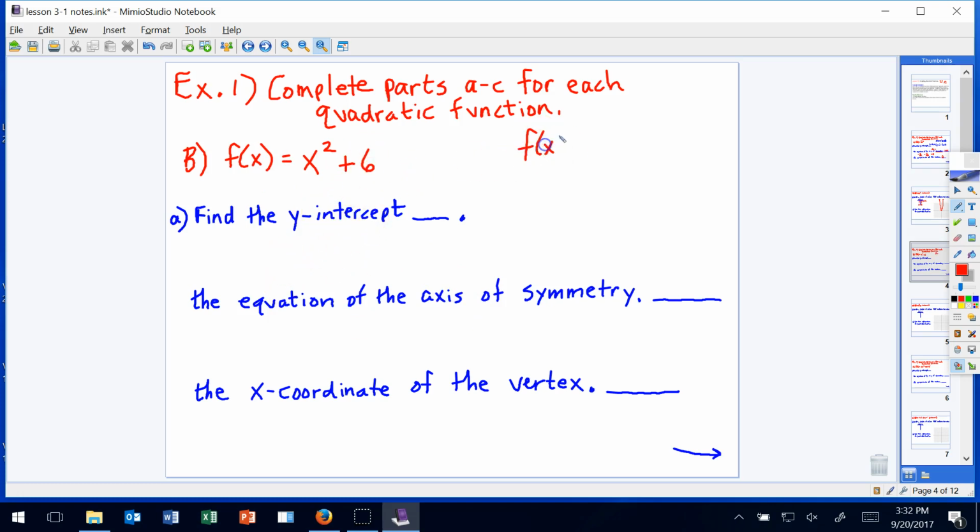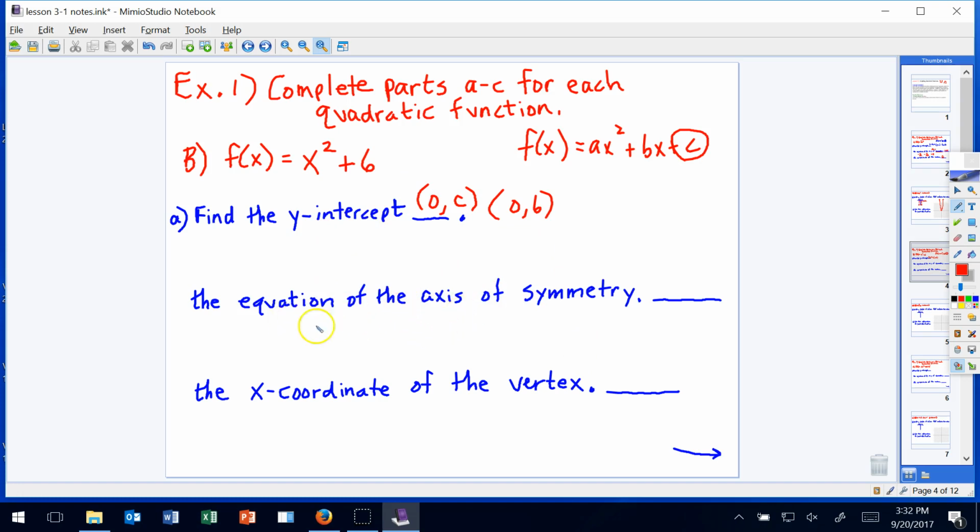Remember, the standard form of a quadratic function looks like this. Well, in this particular function, I have a quadratic term. I don't have a linear term. Linear means x to the first power, so we can conclude that b is going to be 0. I do have this constant, so remember how we find the y-intercept? We just look at that constant. The y-intercept literally will be 0 and whatever c is. So in this particular case, the y-intercept is the point (0, 6), or you could just say the y-intercept is 6.